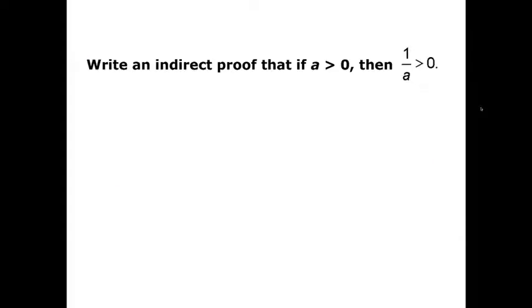So we're going to do an indirect proof here. We start with a being greater than 0, and we want to show that that means that 1 divided by a must also be greater than 0. Saying a is greater than 0 means a is a positive number. So if a is a positive number, then the reciprocal has to be a positive number. That's what we're trying to prove. So what we're going to do is assume that if a is a positive number, then the reciprocal is not a positive number, and show that that causes a contradiction.